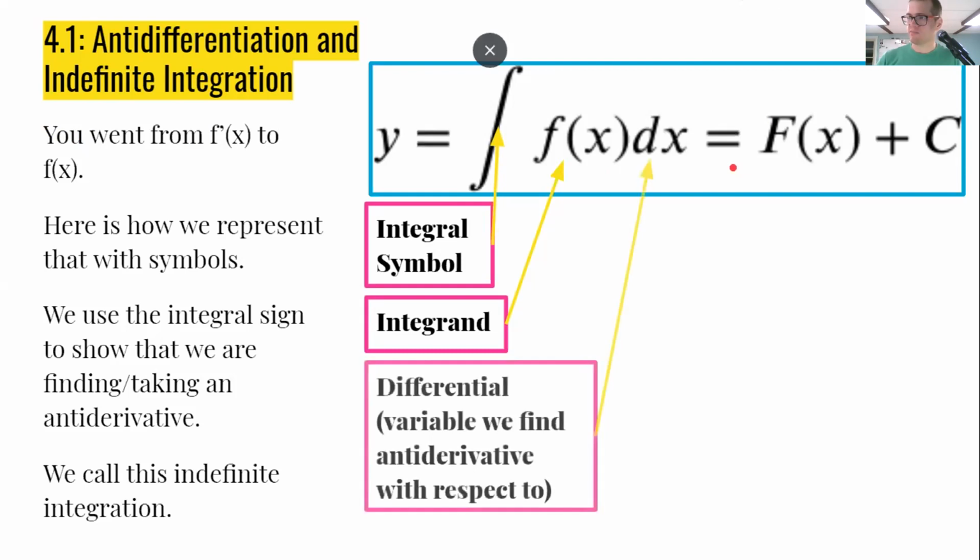The dx is a differential. It's the variable we're trying to find the antiderivative with respect to. So you can take a derivative with respect to x, or you can do an antiderivative with respect to x. All of these things, we can do all this stuff, and I'm just trying to point out what that looks like.